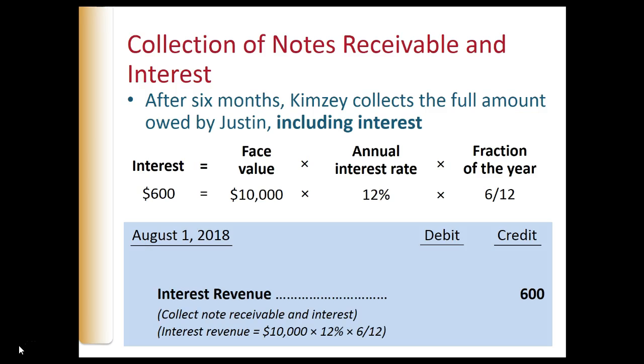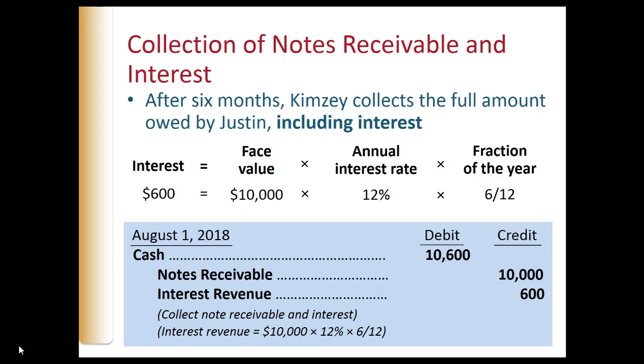We record the collection of notes receivable the same way as collection of accounts receivable, except that we also record interest earned as interest revenue in the income statement. Over the 6-month period, Kimzey earns interest revenue of $600. The credit to notes receivable reduces the balance in that account to 0, which is the amount Justin owes Kimzey after payment happens.